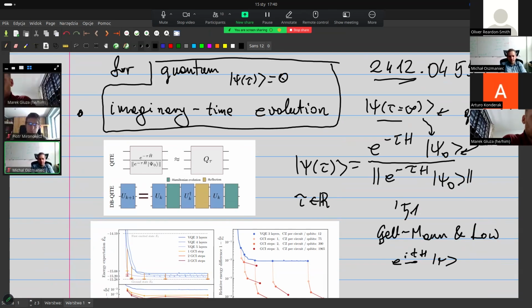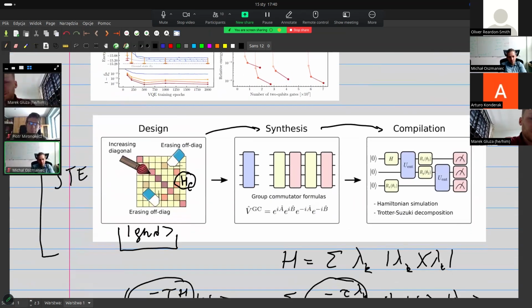So there should exist some unitary Q tau that rotates psi 0 into that state for me. And the quantum imaginary time evolution problem is a problem in synthesis, asking if I am targeting ITE, how do I go in a unitary way through a unitary Q tau into that state?